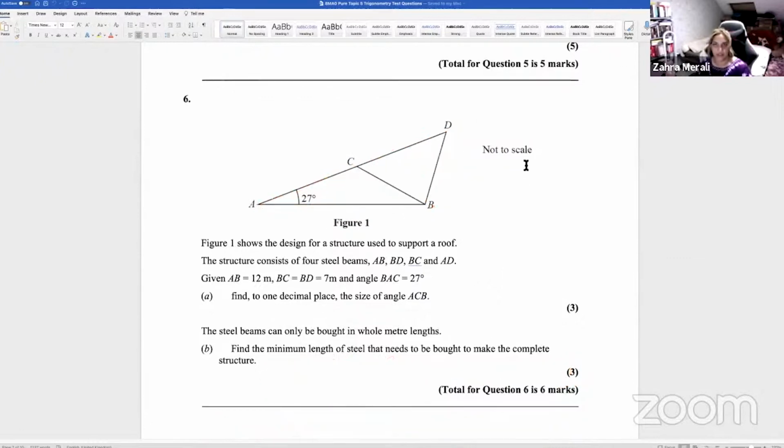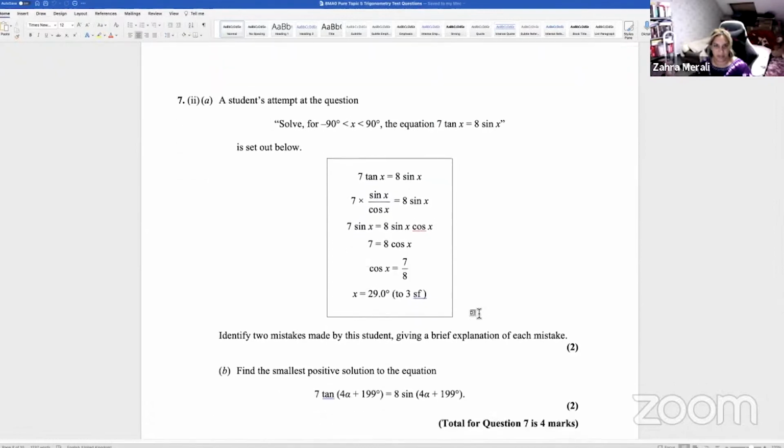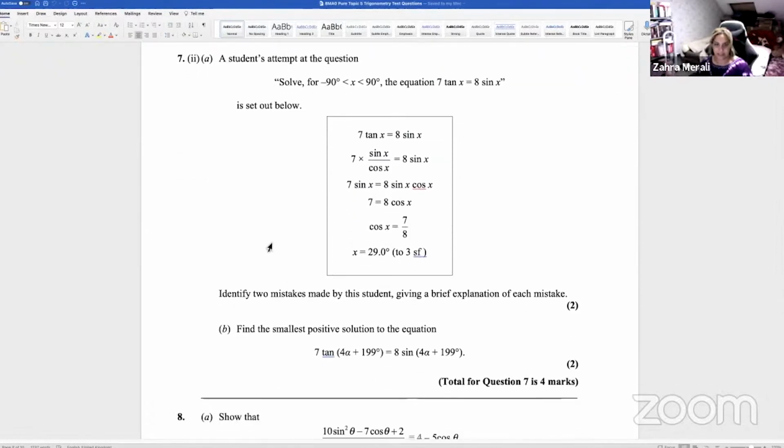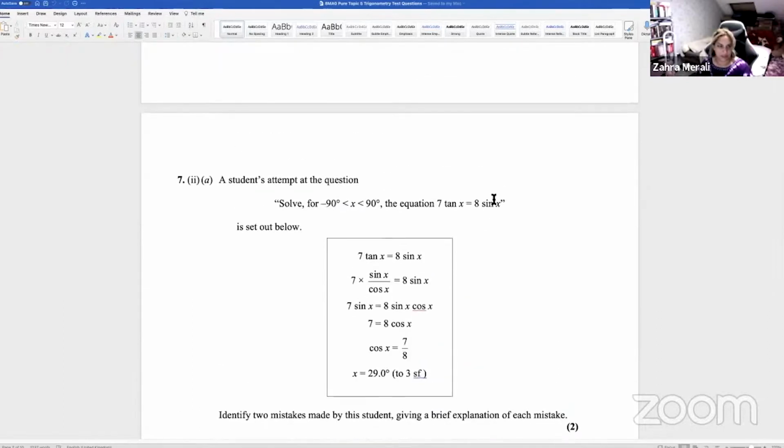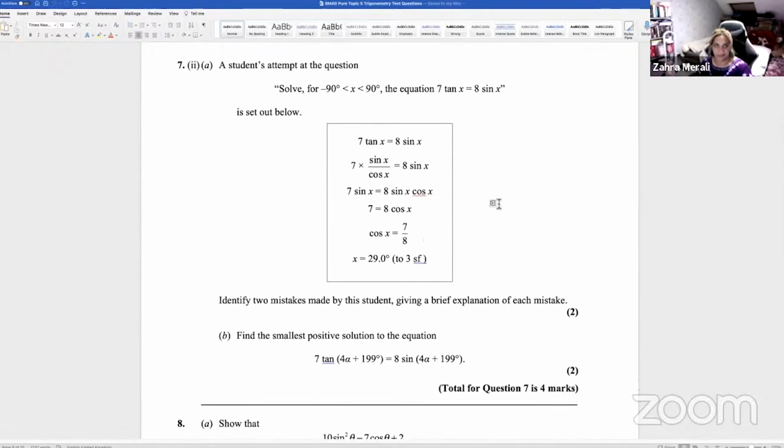Okay, question 7. Okay, student's attempt. Identify two mistakes. Right, so sometimes these are a bit tricky to see, but have a look and think about what that student's done. It's a 7 part 2. Okay, no, there isn't another bit. All right, never mind. Right, so identify two mistakes that the student made.